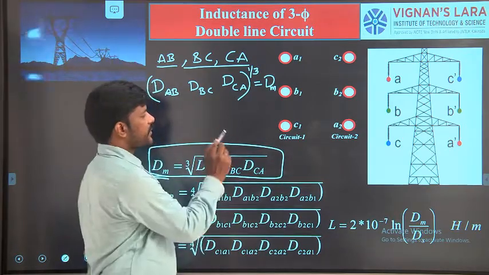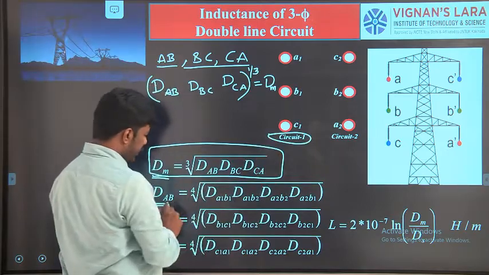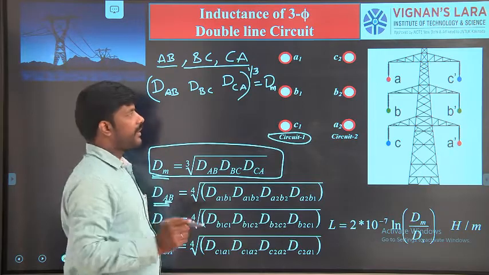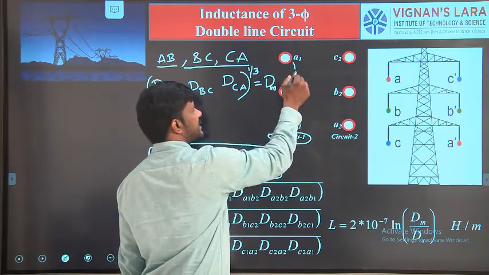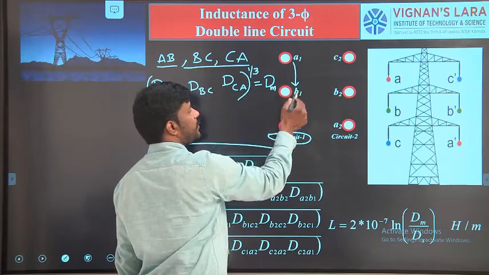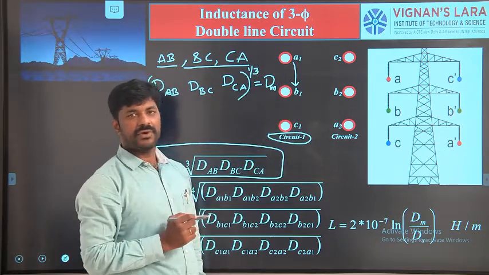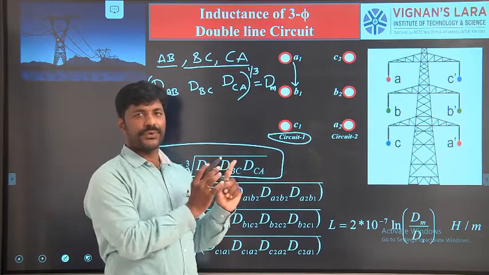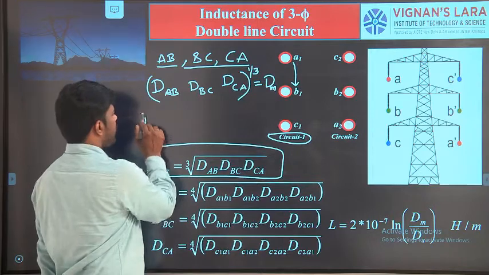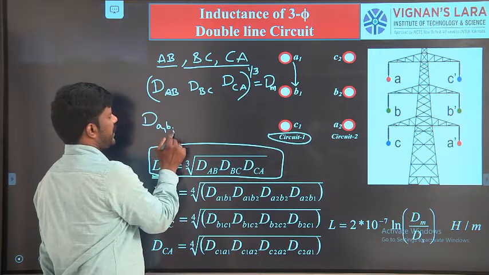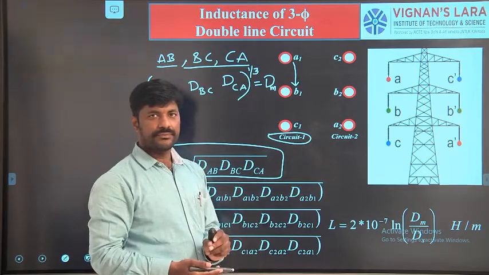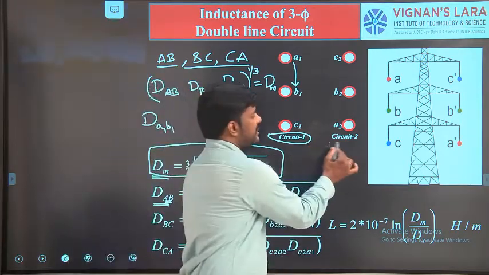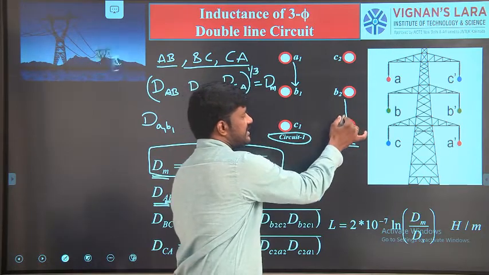Okay. Recalling for circuit 1, going to calculate between the phases AB only. Later I will see BC and CA. Between AB, what is the possible distance? Yes, from A1 to B1. A1 to B1 is one of the distances available between AB of circuit 1. So one distance I got is DA1B1. For second circuit, between the same groups called AB, what is the possible distance? Yes, this is the possible distance.